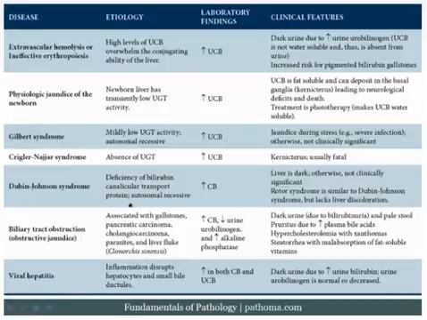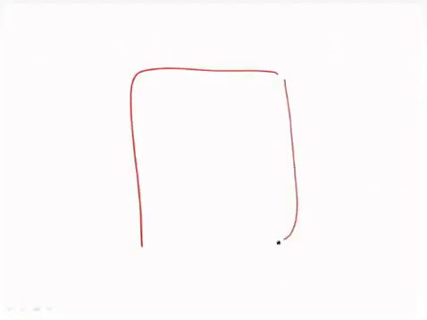Dubin-Johnson syndrome can lead to jaundice, and this is a deficiency of the bilirubin canalicular transport protein. It happens to be autosomal recessive. Let's go back and remind ourselves that the liver hepatocyte takes unconjugated bilirubin and then eventually conjugates it.